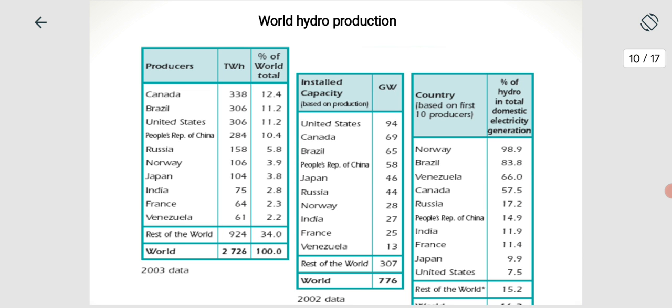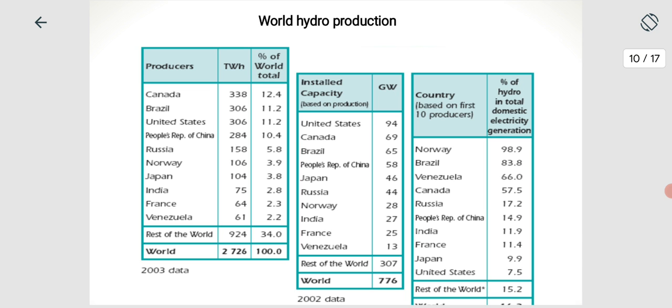Norway is 166 terawatt hours, the percentage is 3.9. Japan is 104, percentage is 3.8. India is 75, percentage is 3.8. France is 64 and percentage is 2.3. Venezuela is 61, percentage is 2.2.